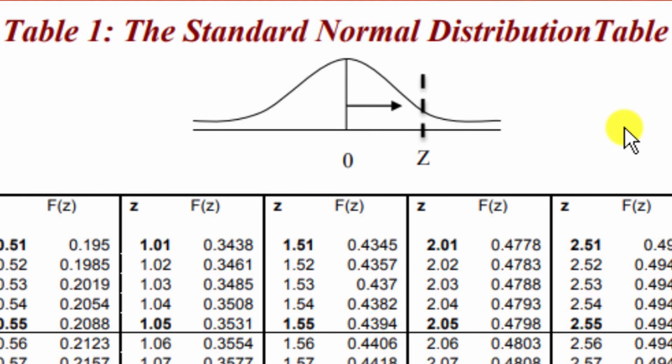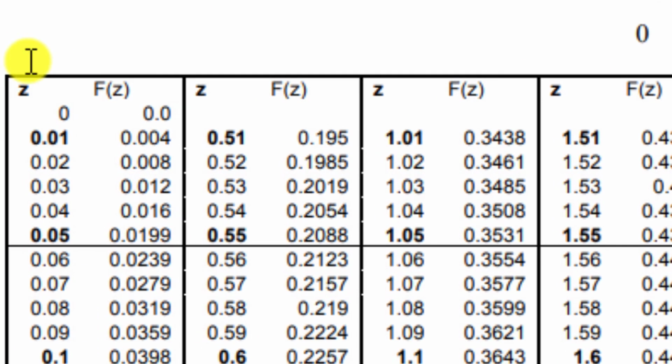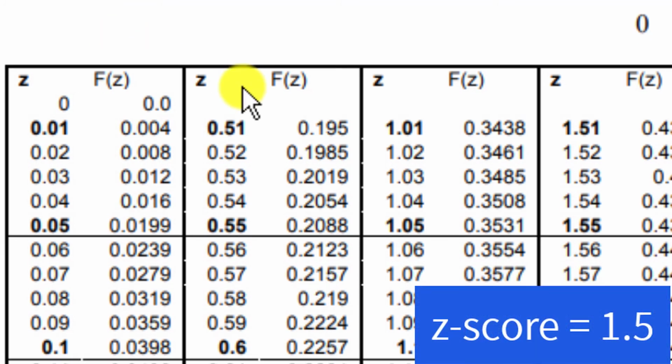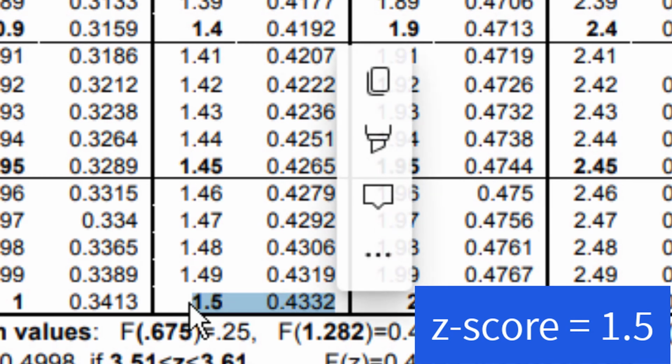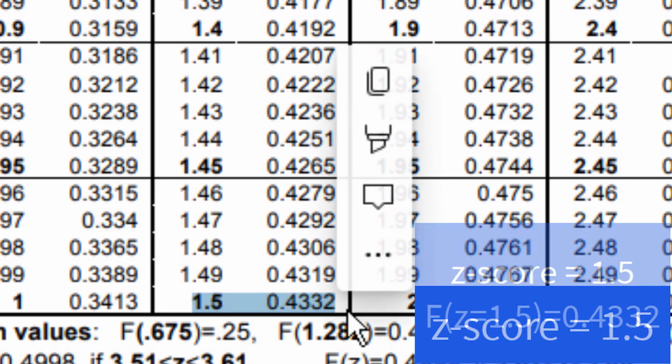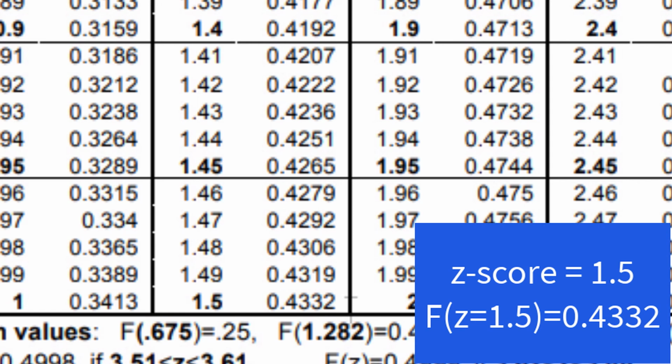The table has two columns, z and f of z. You need to search for your z-score in the z column to find the corresponding probability listed in the f of z column. Remember that our z-score was 1.5, so scrolling down, I see that 1.5 is at the end here, and the second column tells me that the probability is 0.4332. So write that number down and we will discuss what to do with it in a moment.